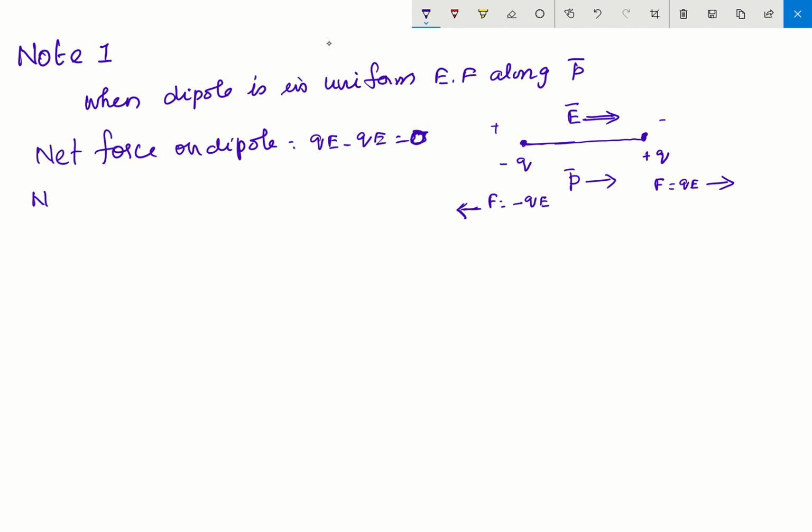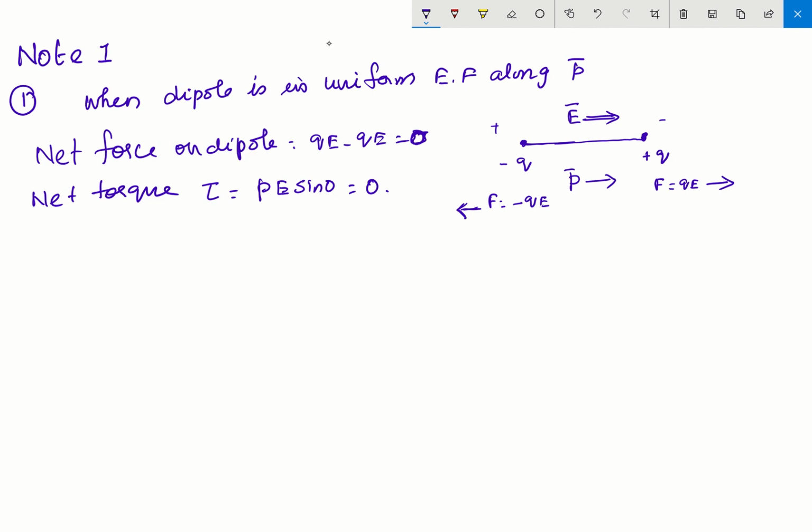Therefore, what is the net torque here? Both are aligned now. P and E, what is the angle between them? Theta equals 0. Net torque tau equals PE sine theta, and theta is 0, therefore that is equal to 0. So the net force is 0 and the torque is also 0 in this first case.